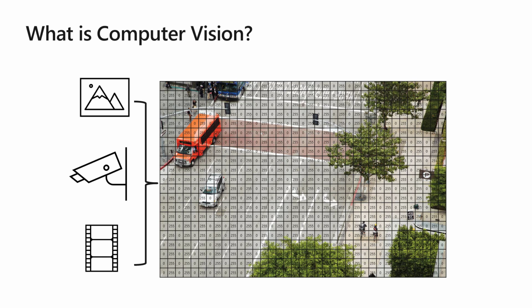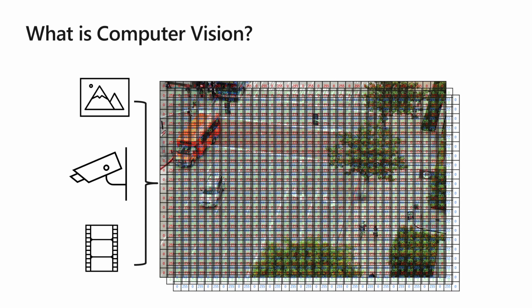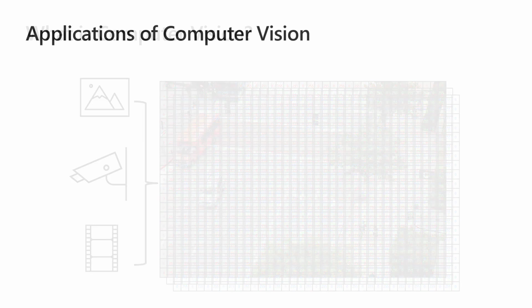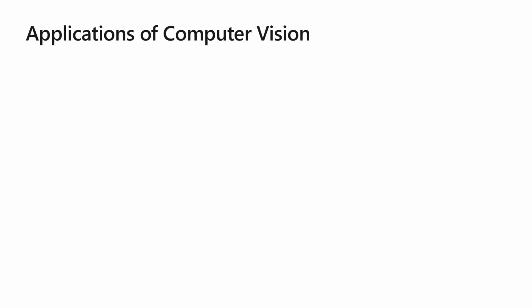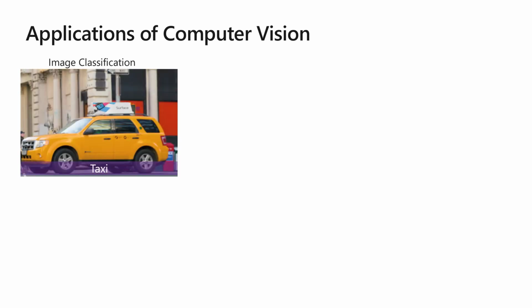Now in the case of colour images, there are actually 3 layers of pixel images, one each for red, green and blue pixel intensities. So what are the applications of this? Well, most computer vision solutions are built using a combination of machine learning models and some advanced image analysis techniques. Common applications of computer vision include image classification.